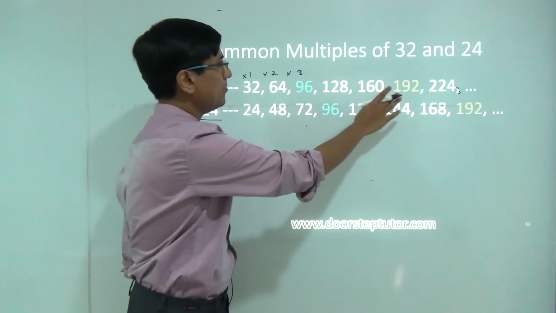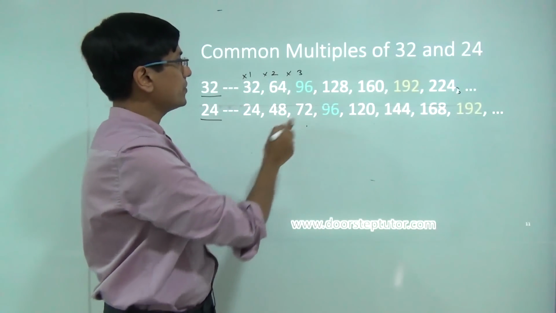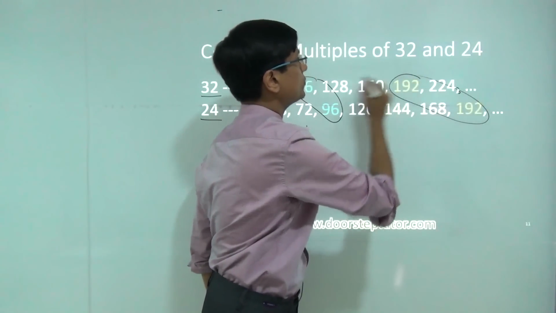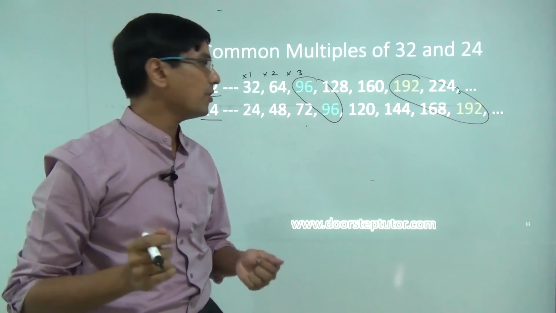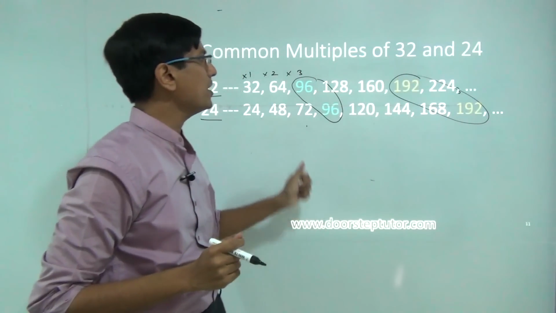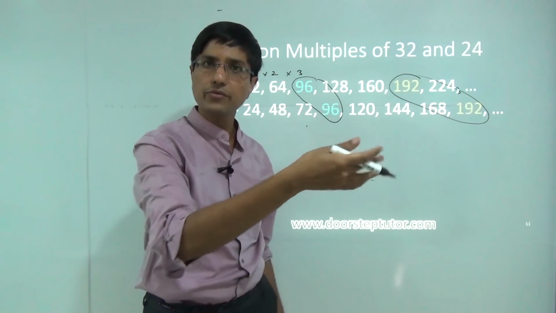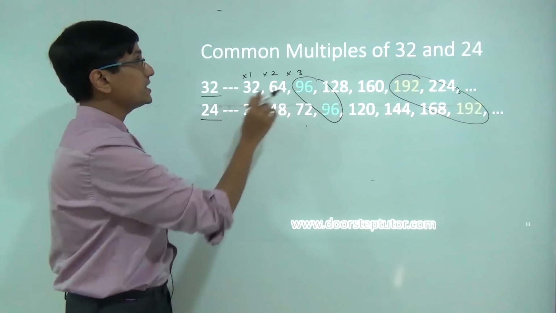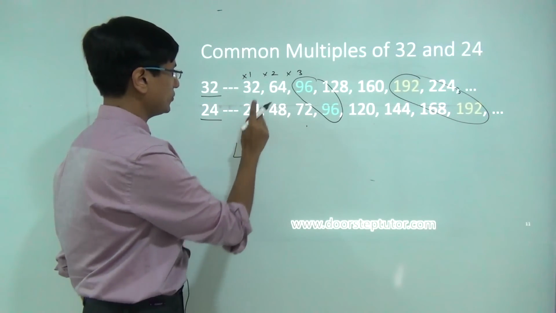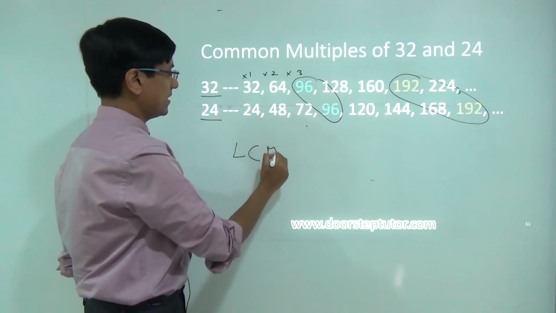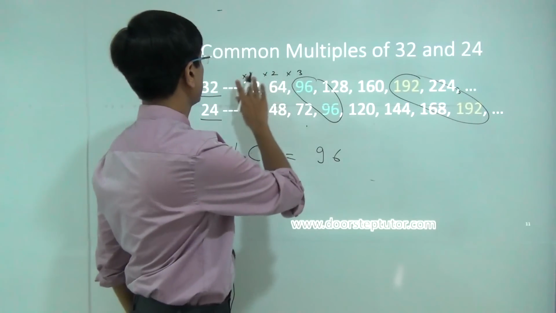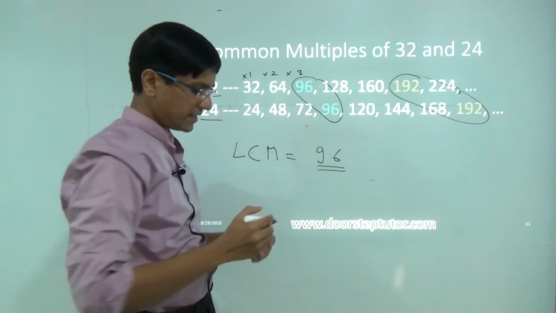Can you see there are some multiples which are common between these two? Yes, 96 is common, 192 is common. So these would be the common multiples. If I want to find the common multiples of 32 and 24, I would say 96, 192 and so on. What would be the smallest or the least common multiple? 96. So just by looking at this, intuitively I can say the LCM of 32 and 24 would be 96.